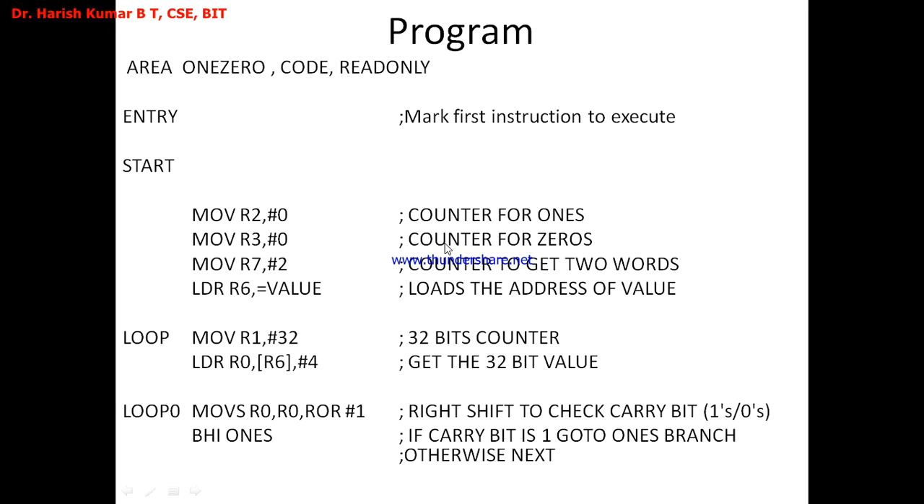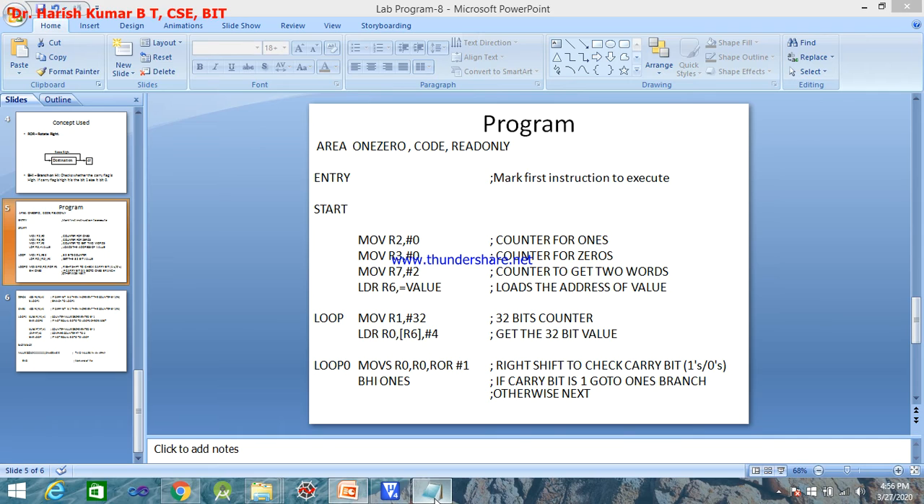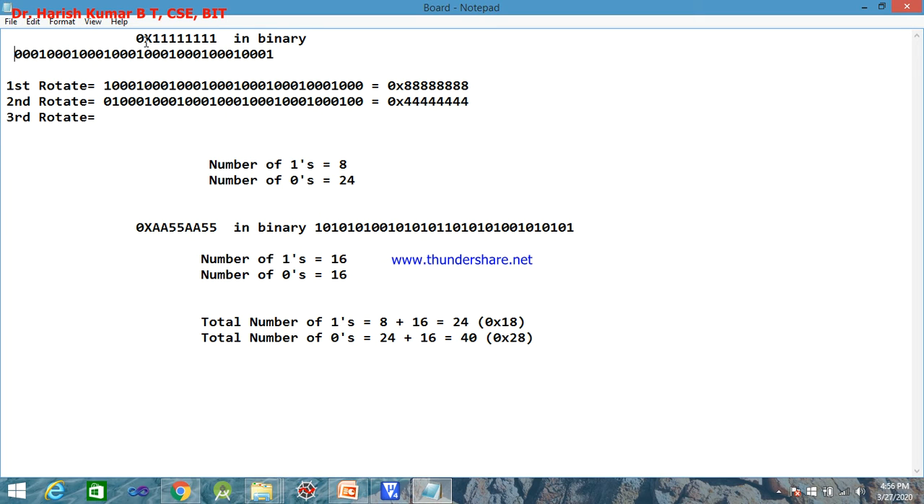Now this is the program. We are into the program now. I'm starting explaining the program. Before I start explaining the program, let me show you one thing. This is the binary number for the decimal number, hexadecimal number. In binary it is something like this.